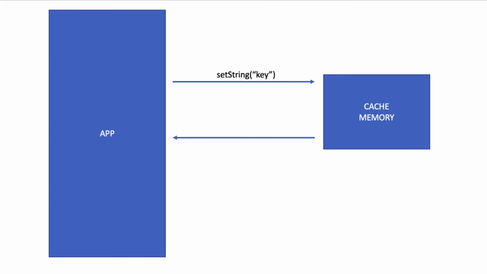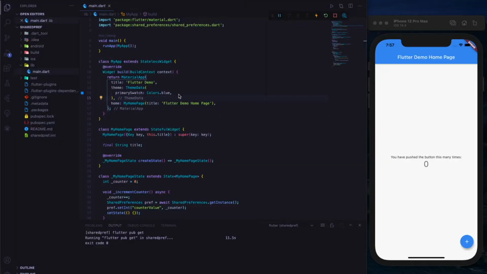So your app and cache memory can communicate with each other. There are multiple methods, like set string, set int, and we have a particular key for each value. It's just like a map, in which we have key-value pairs, and to get a value we just use get string with the appropriate key. So let's move toward the code, and I am running the app right now.